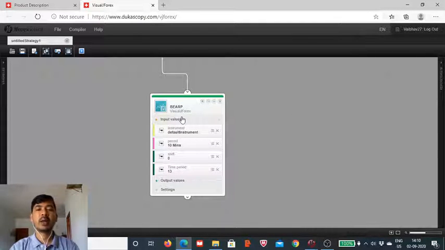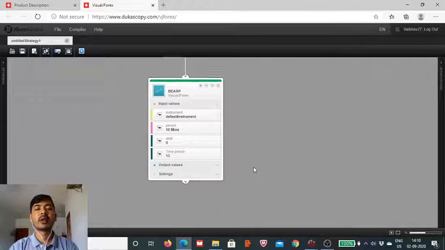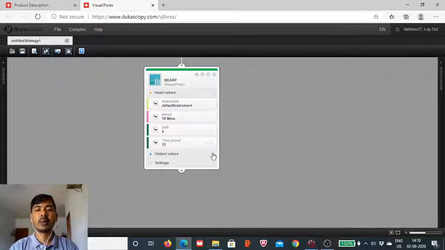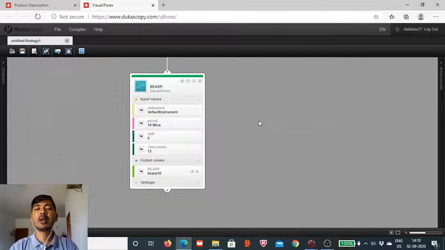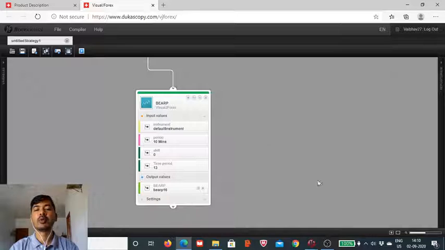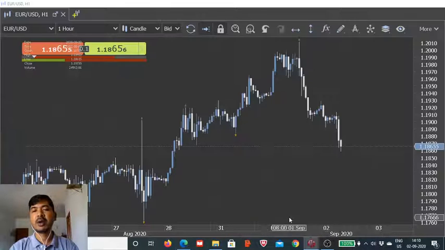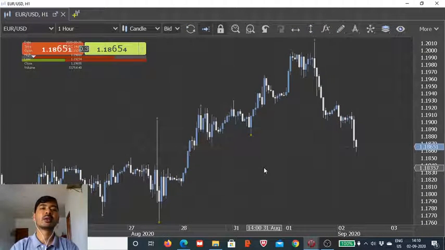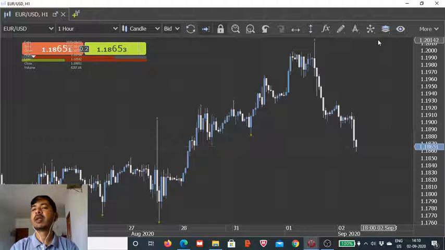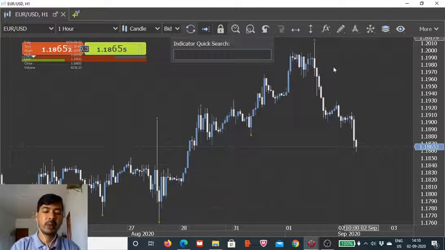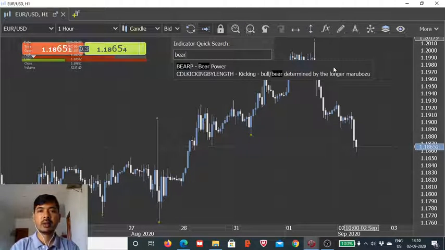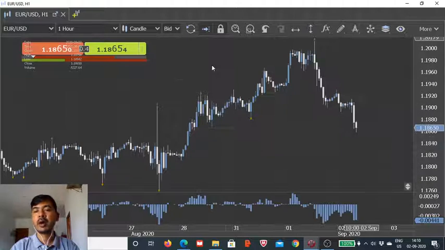Coming to the input parameters, here we have to define these input parameters as per our requirement of finding the profitable trade setup. And to define these input parameters appropriately, we of course have to observe the chart patterns and see what is the best setup which can be devised using this bear power indicator. To see how it works, we will add this bear power indicator on the chart. So here it comes, bear power.